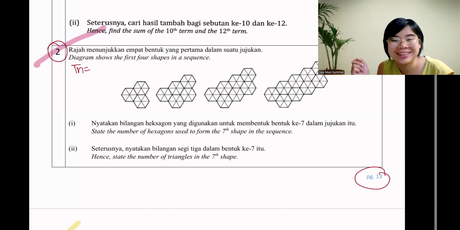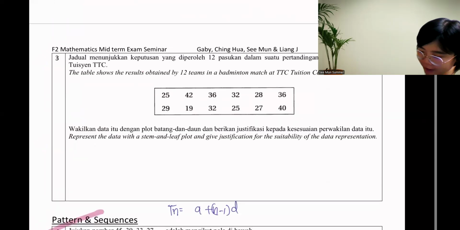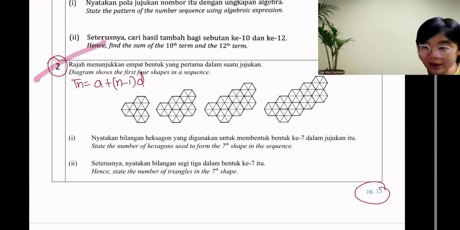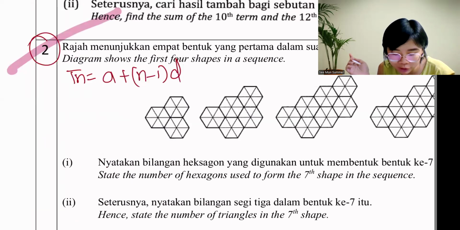Forgot. Tn equals A plus (n minus 1)d. Come on, write it down. Okay, don't forget that. I know you forgot already, that's why you must revise this. Okay, written down already. This is chapter 1, the sequence.